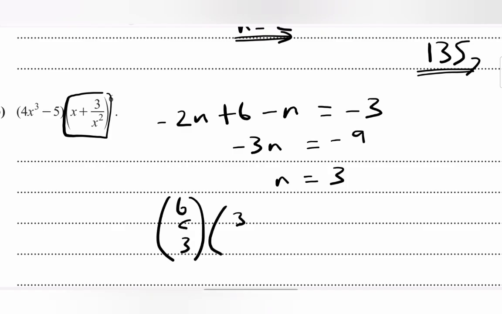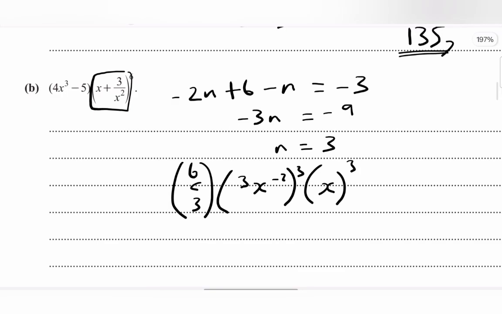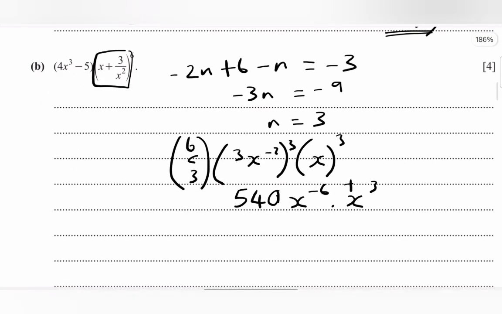Then we start with the fraction 3x to the power minus 2. Then this is to the power 3, and our x is to the power 6 minus 3, which is also 3. And 6 choose 3 is giving us 20 times 3 to the power 3. So getting 540. Then this will be x to the power minus 6 times x to the power 3. And we just add the two powers, so it will be 540x to the power minus 3.